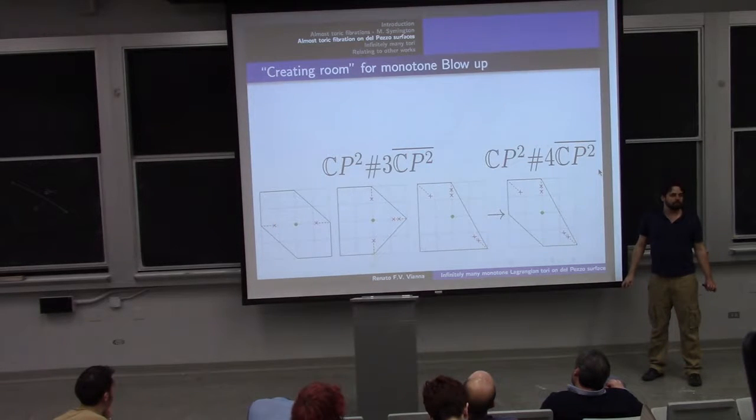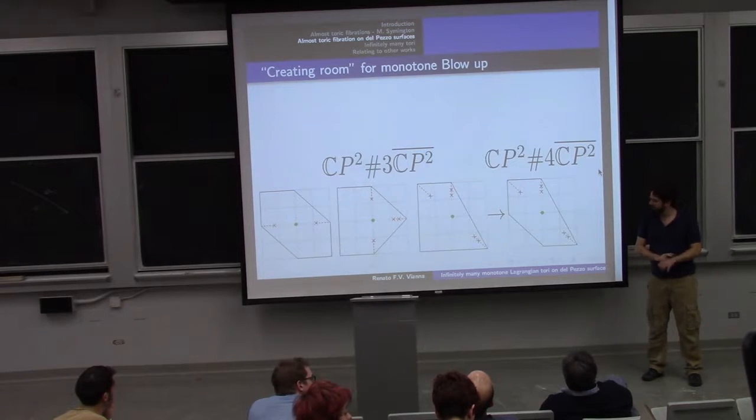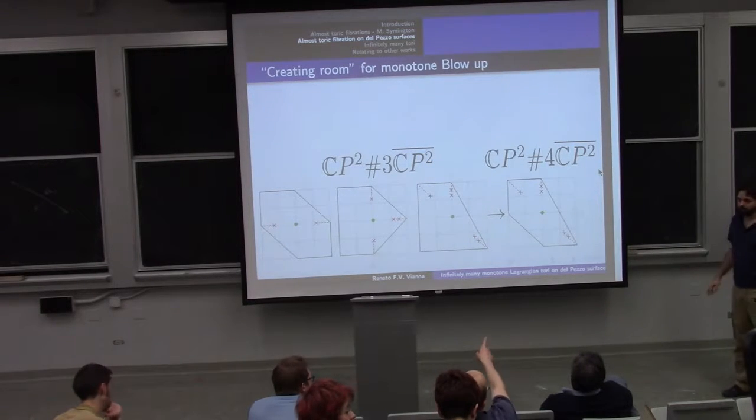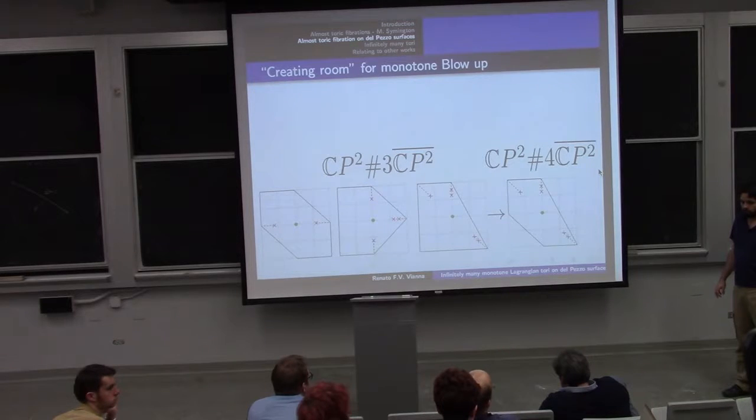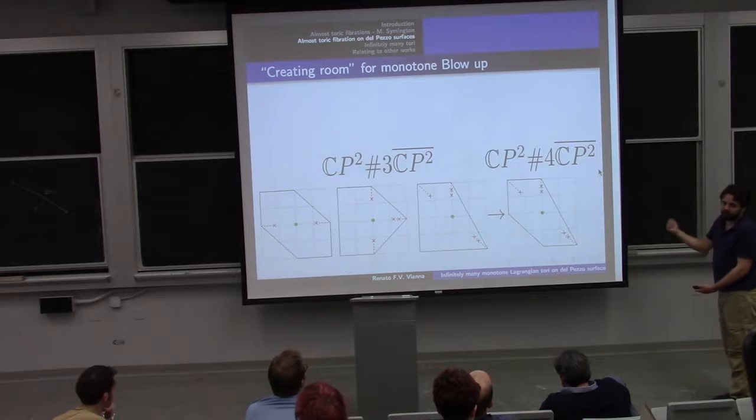Any questions? How much time? 35 more. 25. Sorry, why did you want to do a blow-up of this size? To keep it monotone. Ah. So then I can use the enumerative geometry.